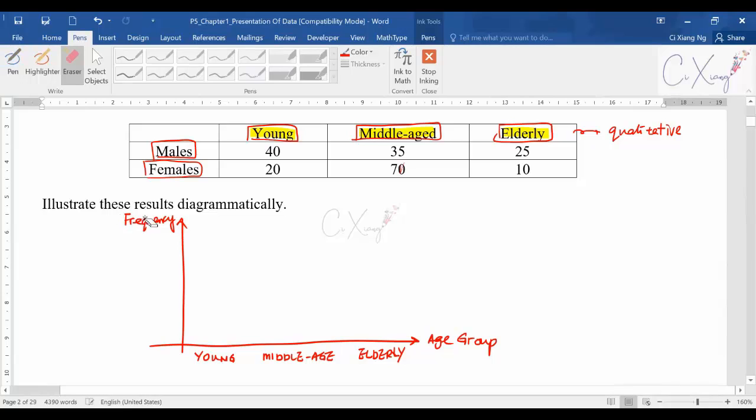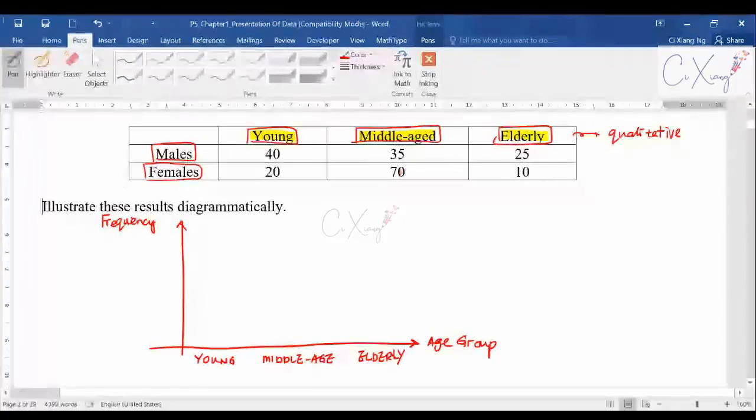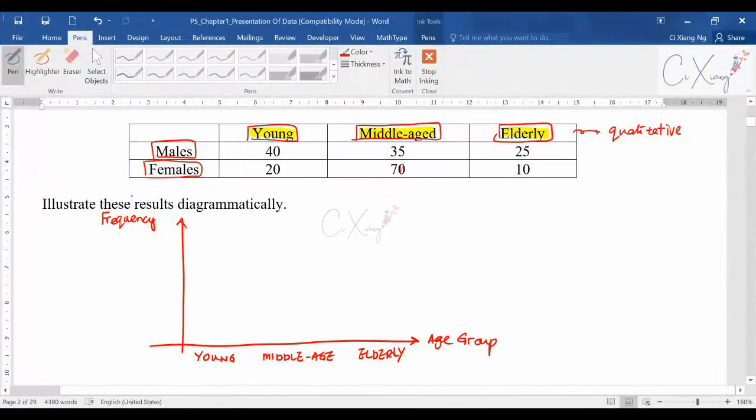Because when you draw a graph in maths, you need some numbers, correct or not? If your age group has three different groups, then when you want to draw the height of the groups, generally you make it frequency for the y-axis. How about male and female? Then we can draw two different colors of bar to represent the different genders.